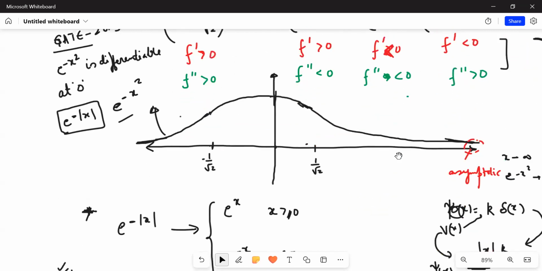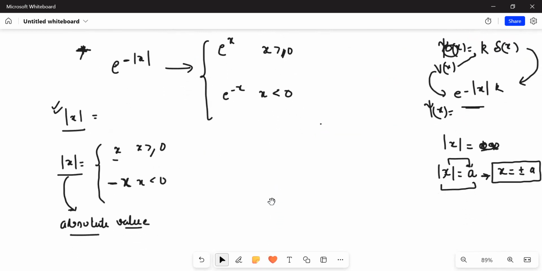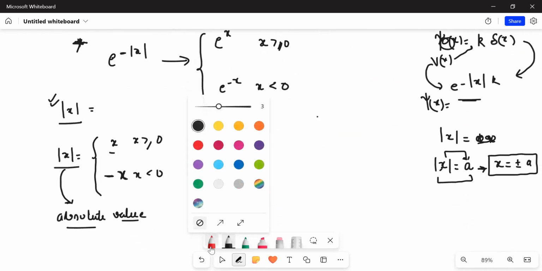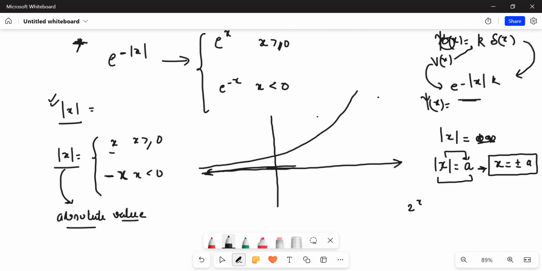Okay. Now you see, what about e to the power minus of modulus of x? How do you make such graphs? First, you should have an idea of the exponential. So I'm just making a graph of the exponential. And remember, don't have this bias that only e to the power x is exponential. Even 2 to the power x is also an exponential function. So what I'm going to do is make a graph of a to the power x. This is how you make the graph of a to the power x, a greater than 1.